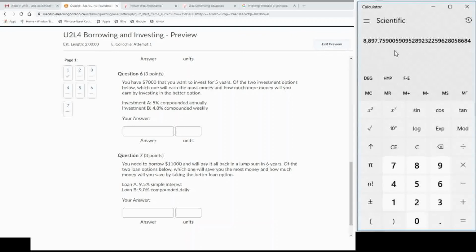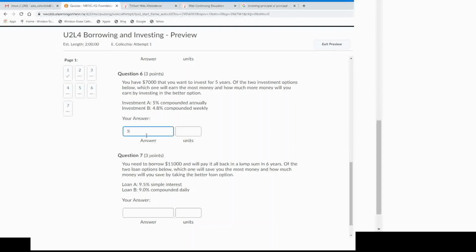So let's subtract investment B from what we would earn from investment A. We have a negative value, meaning that we would earn $36.21 more using investment A than investment B. So if you just answer your question like this, which one will earn the most money and how much more money will you earn? Really, you could just say the difference between them, and then that'll be enough to show that you know the answer for this question.